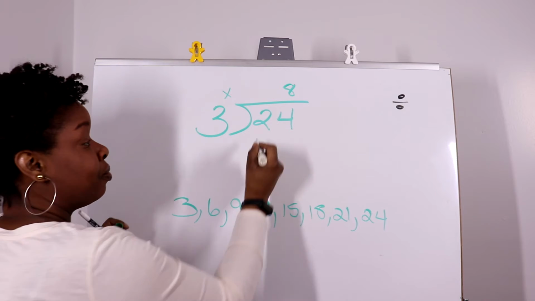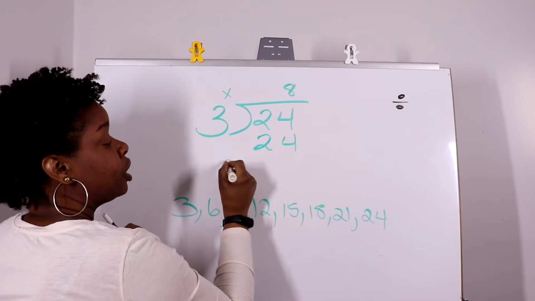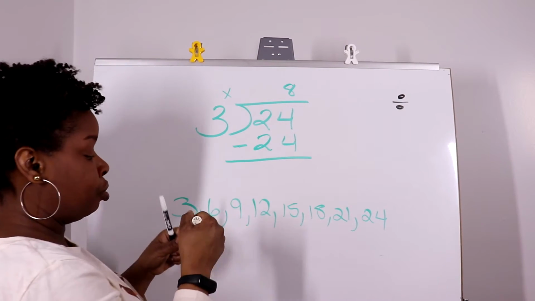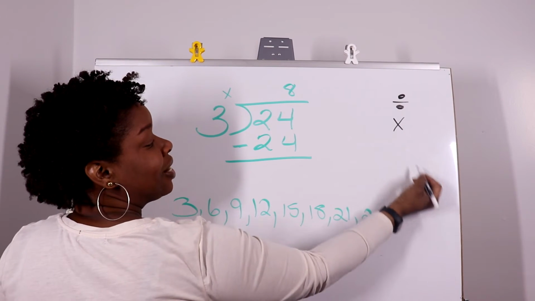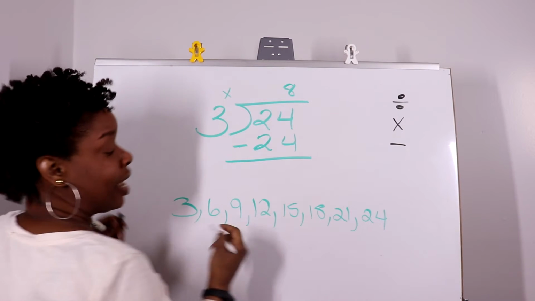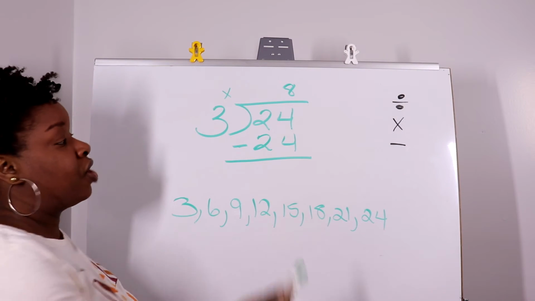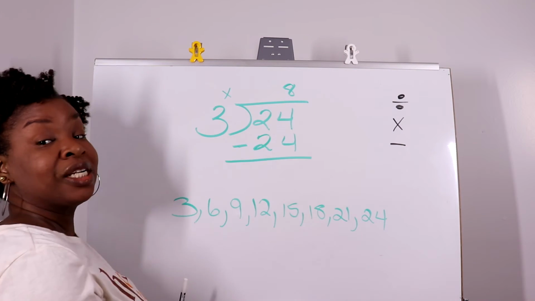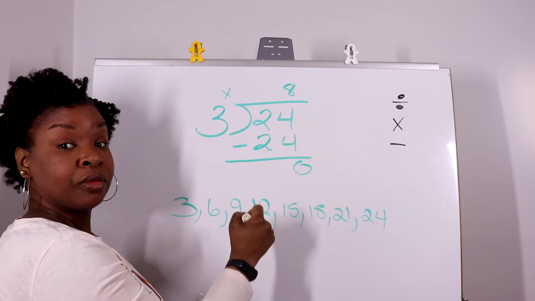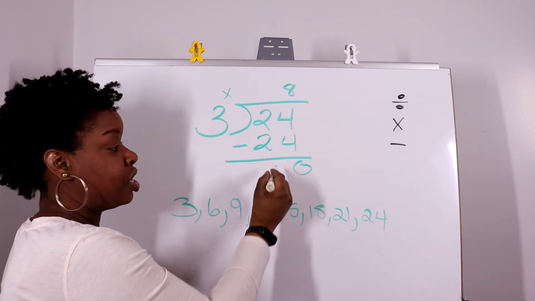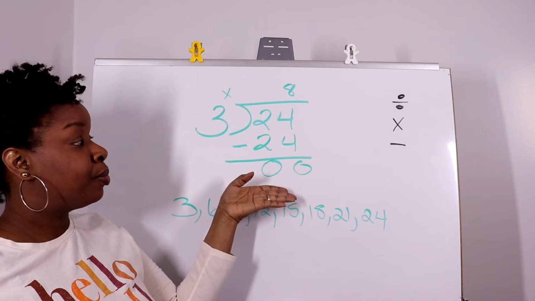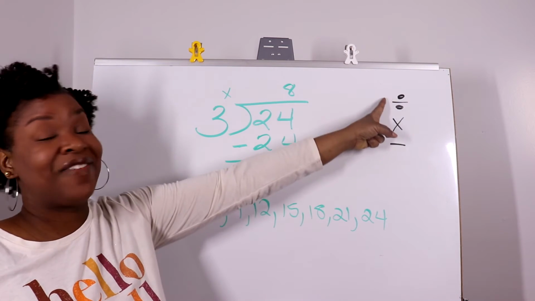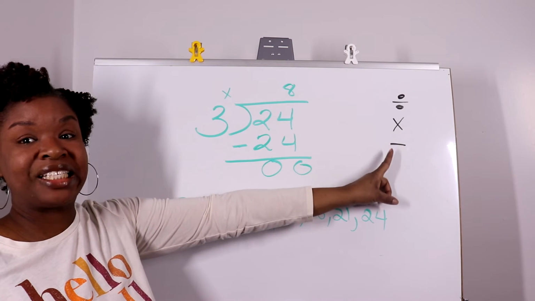Next step is to subtract. So we have divide, we just multiplied, and now we need to subtract. So we have 4 from 4 is 0. 2 from 2 is 0. So with this problem, we're stopping at divide, multiply, subtract.